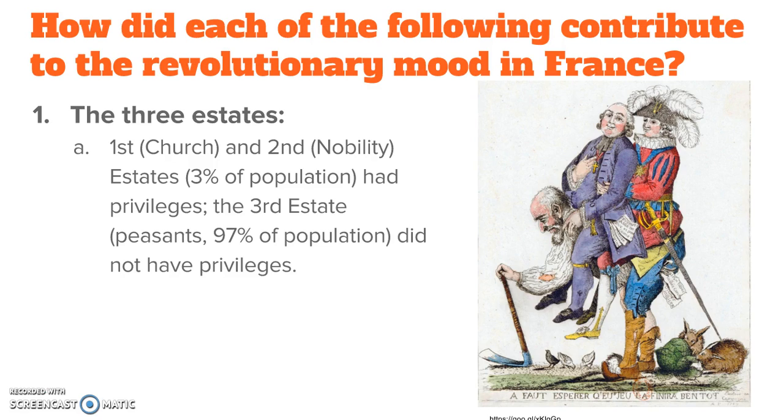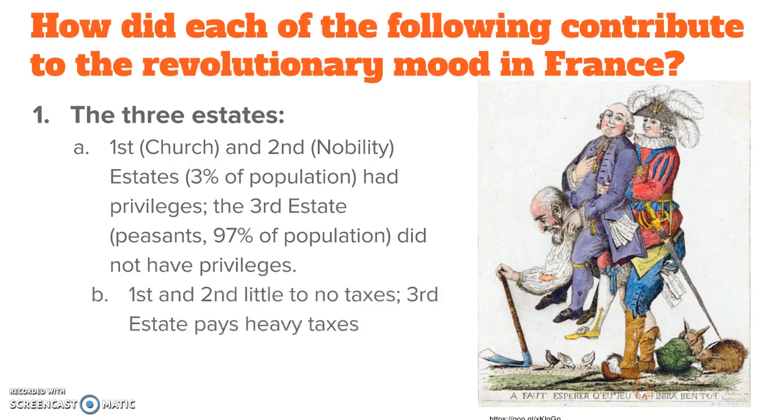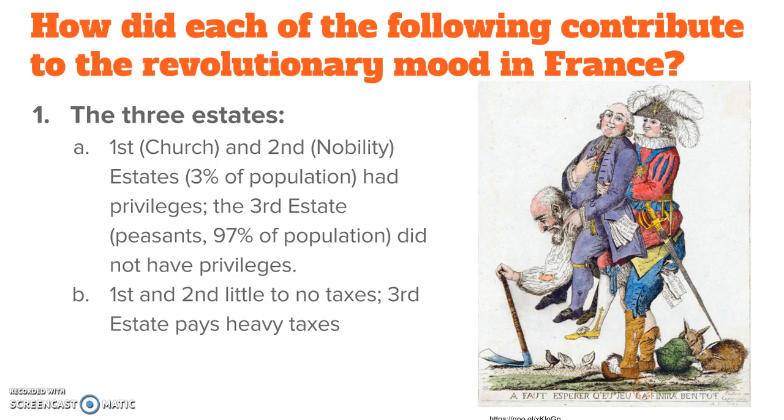Now, they could be farmers, they could be workers in the city, they could be merchants. So most of these people were pretty poor. Some of them did have a lot of money, though. However, it didn't matter how poor or rich the third estate was, they did not have the same privileges as the first and second estate. And here's an example of that. The first and second estate, they paid little to no taxes, while the third estate had to pay heavy taxes.